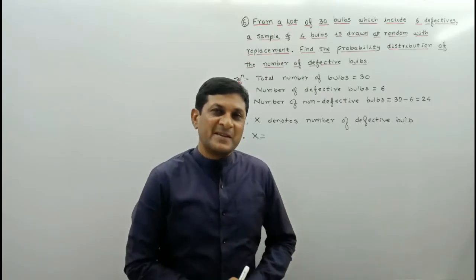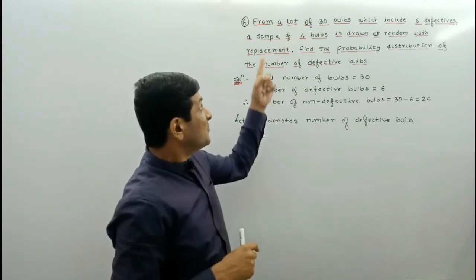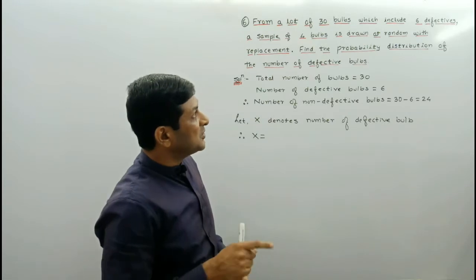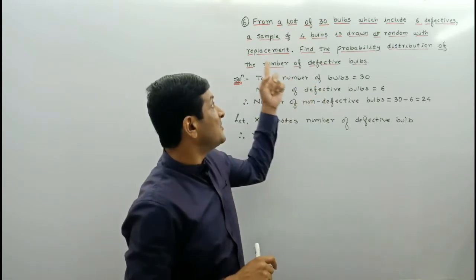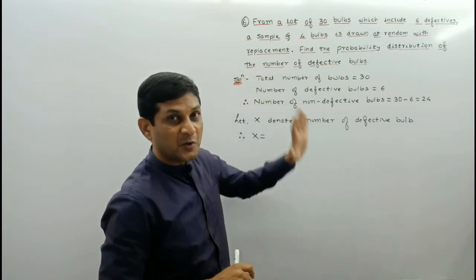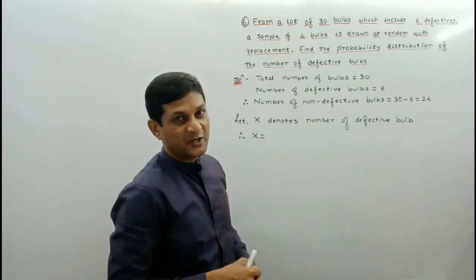Now observe example number 6. In this example, observe the condition very carefully. From a lot of 30 bulbs which include 6 defective bulbs, a sample of 4 bulbs is drawn at random with replacement. This word is very important, with replacement. Find the probability distribution of number of defective bulbs.